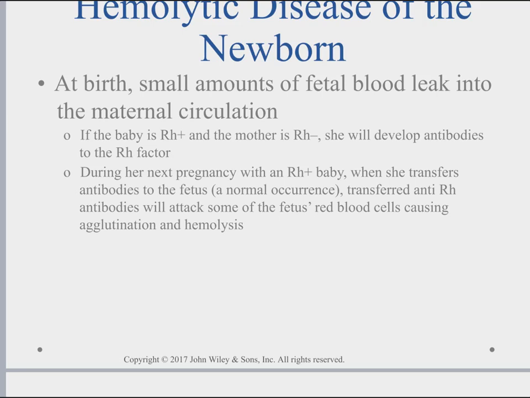The outcome is pretty grim. Now, don't worry because there is an injection that will be given if you are Rh negative. It is called RhoGAM. So RhoGAM is an important injection to get if you are negative.